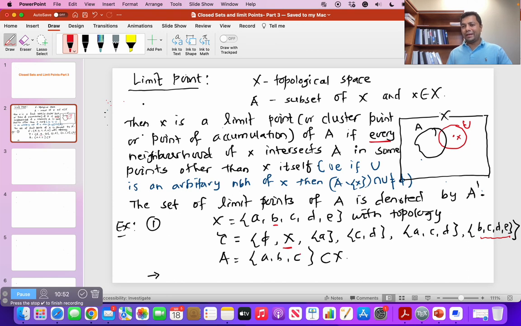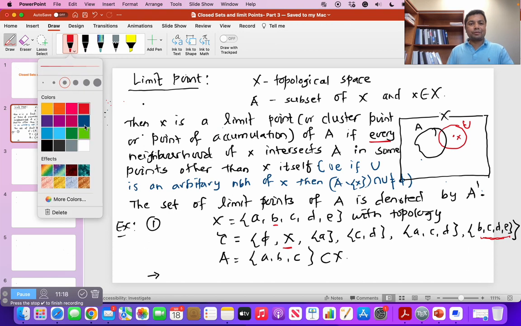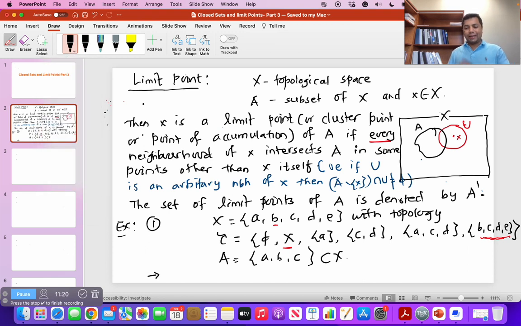That's fine, and the other neighborhood is this one. If you take the intersection of this set with A, our intersection is C. So that means the intersection is B and C. That means this neighborhood also intersects A at a point other than B. So that means the point B is a limit point of A. Now in this case, our limit point is inside A.